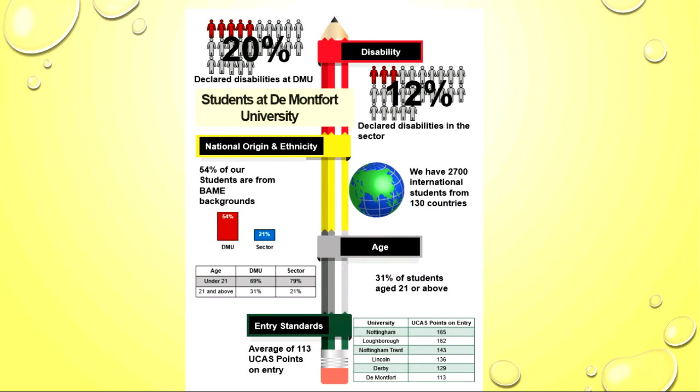So we know now that this total drops 3 points an academic year. So we know that this year we're going to be looking at an average UCAS entry point tariff of 97 UCAS entry points. Now that's very low.